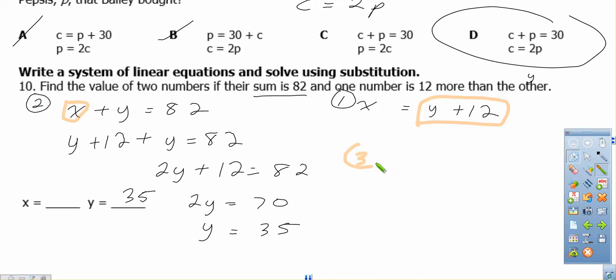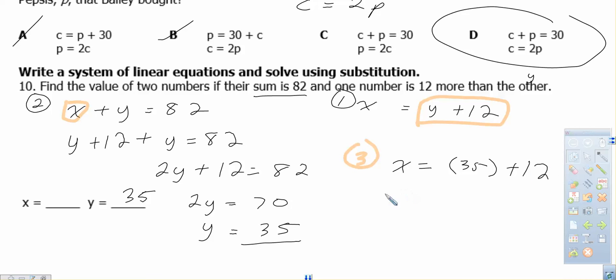Step 3. To find out what x is, we will take 35, replace it with y up here. So x equals y plus 12, so 35 plus 12, and x equals 47. All right, now this satisfies this because one of these is 12 more than the other. 47 is 12 more than y. And also these two ought to add to 82, which they do. Okay, on to number 11.